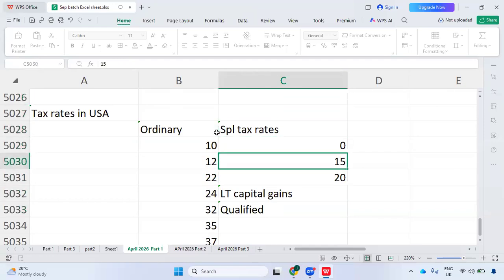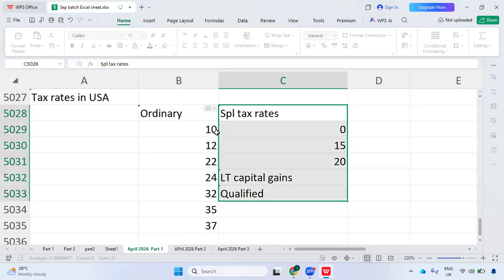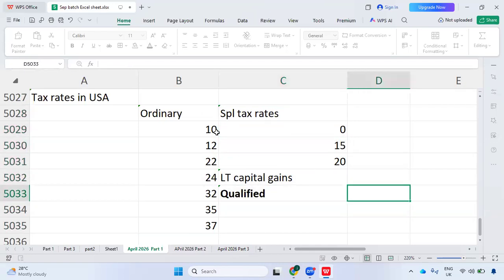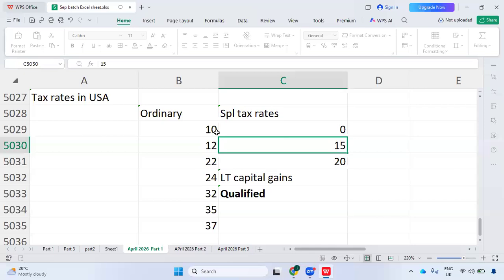Why special rates? We understand there are two types of taxes, so why special tax rates? Take qualified dividends: corporates pay 21% tax, and then the taxpayer is also supposed to pay tax, which is a cascading effect, double taxation. To avoid that, we have the provision of special tax rates. If the taxpayer's income is low, no need to pay; if in the mid level, then 15; and for high income, 20.